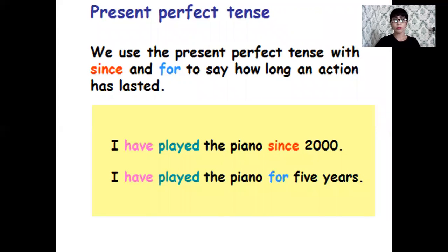Also, 2 prepositions we use here, since and for. We use since for showing the starting of any time. For means for any period of time. Okay, I have played the piano since 2000. 2000-yildan boshlab pianino chalaman. It means the starting time was 2000. I have played the piano for 5 years. Men 5 yildan beri pianino o'ynayman. It means for here is like a period of time. 5 yildan beri.